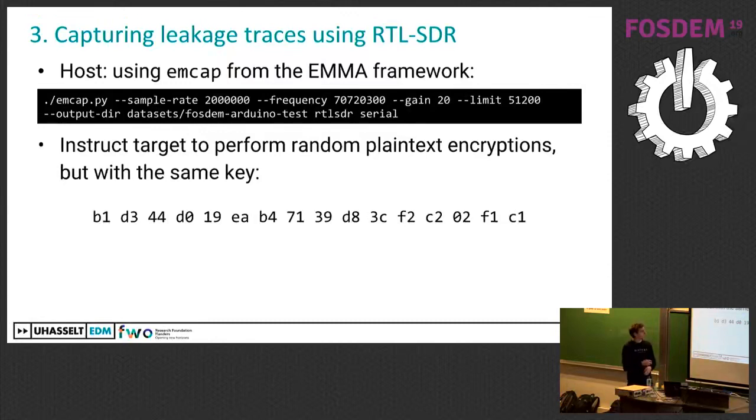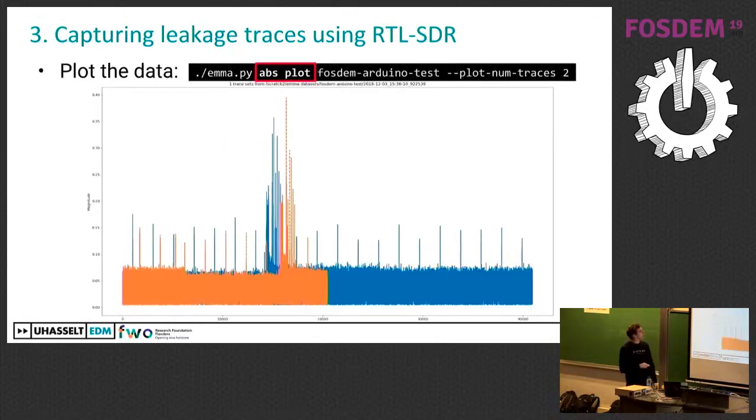And if we instruct the target to perform random encryptions with this static key, then we have a data set in our FOSDEM Arduino test directory. So this is the key that the attacker has to guess. So this is unknown to us. Okay, now we can use EMMA to plot the data, and in EMMA you can specify multiple commands as a string. So EMMA will sequentially execute those commands.